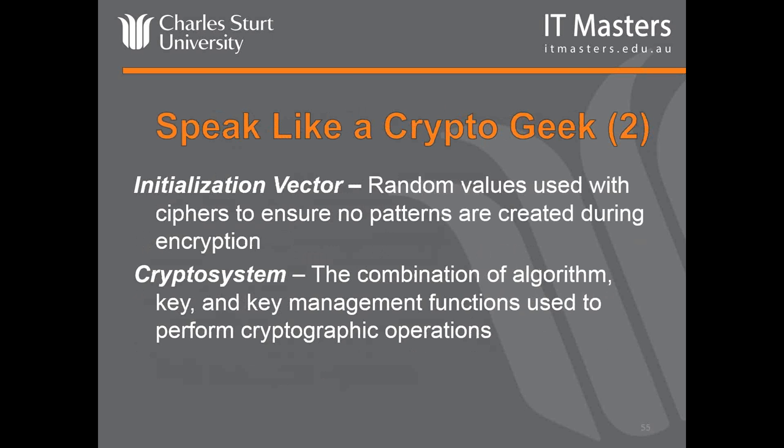Initialization vectors, random values like a salt, really, something chucked in there to ensure that no patterns are created during encryption. Particularly important when we're doing stream-based ciphers, but also to ensure that no replay happens in block ciphers. Cryptosystems is the combination, so going back up here again, of all these different bits and pieces, algorithm, key management functions, all of that stuff put together gives us our cryptographic function. Together, that's how we know what we're doing. So all of these in one big pile and block. So not one, but all of them.